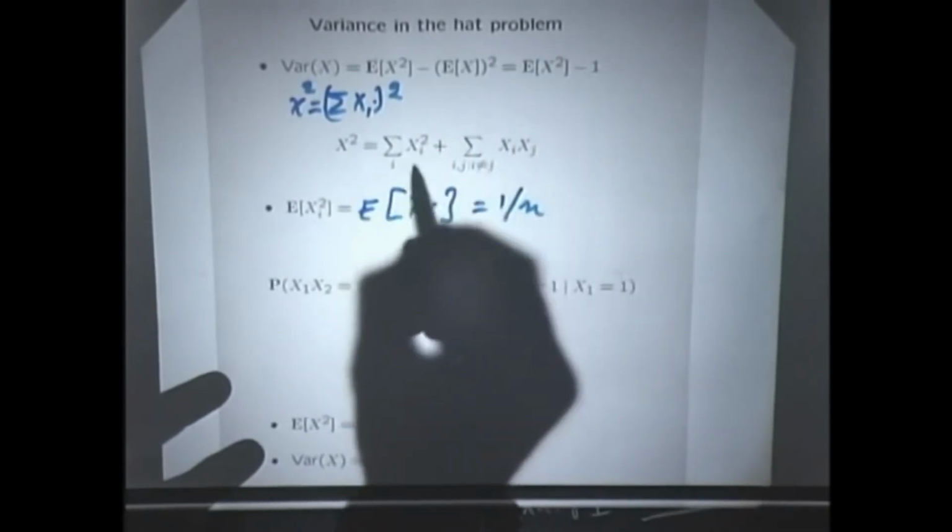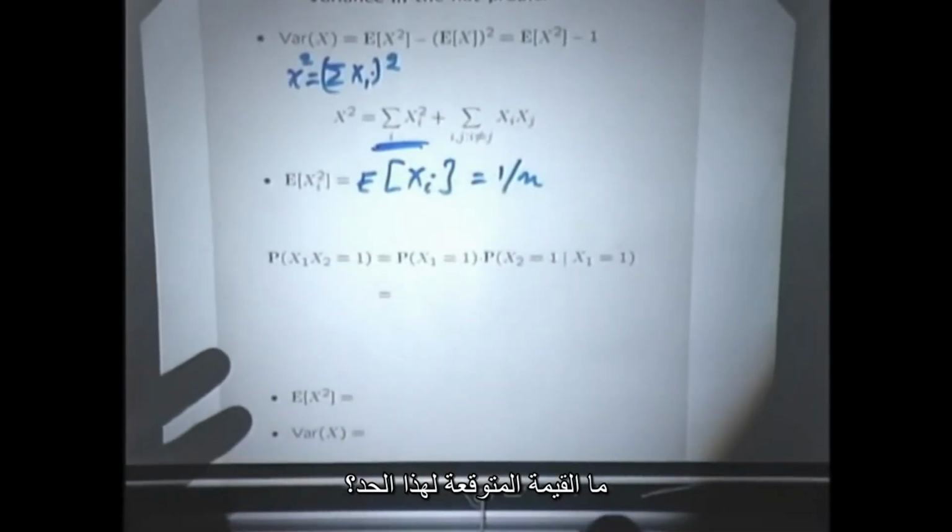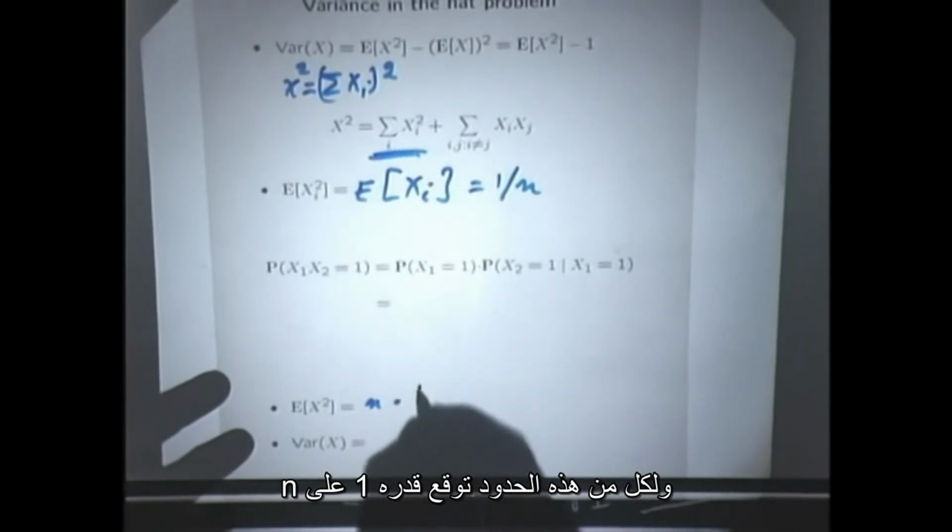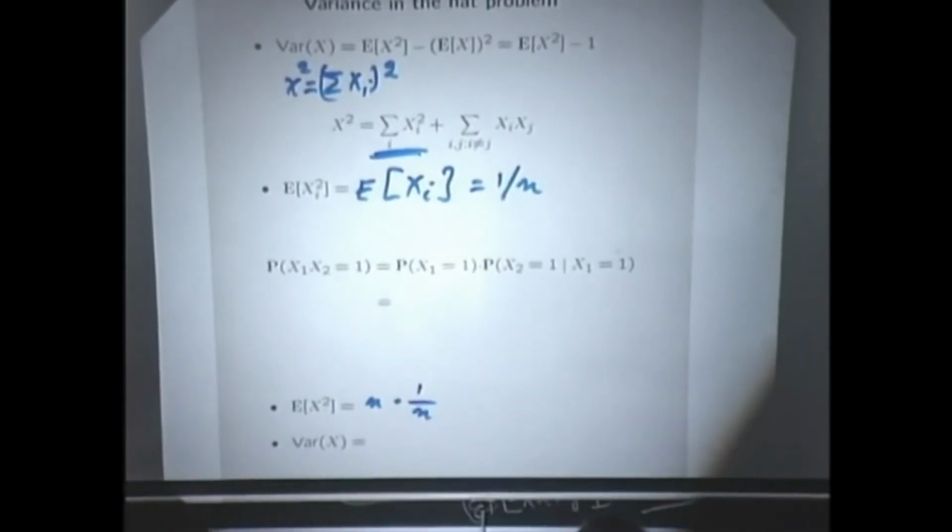The expected value of this term is going to be what? We have n terms in the summation, and each one of these terms has an expectation of 1 over n. So we did a piece of the puzzle.